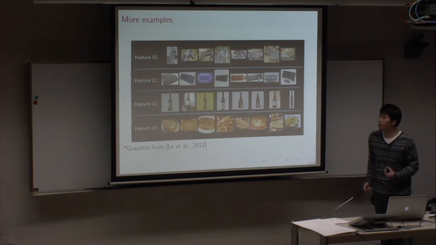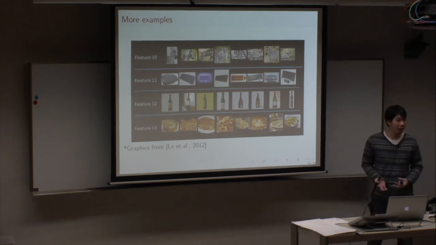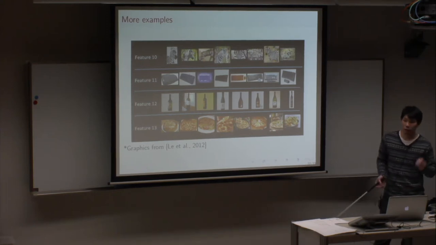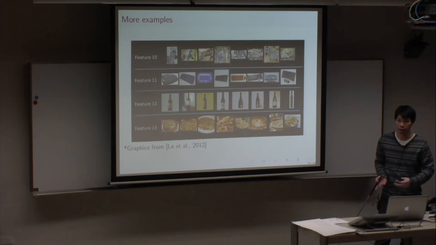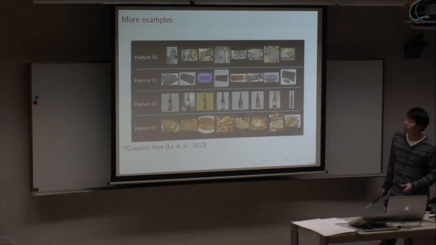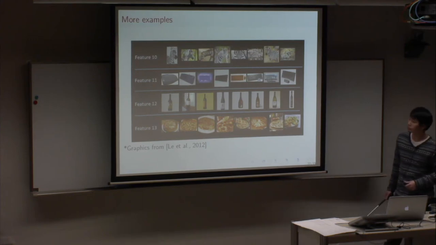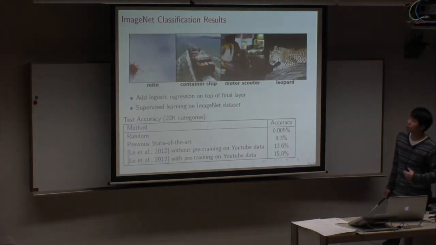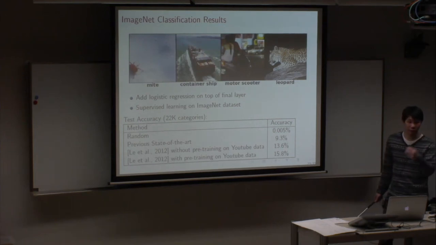So the important thing to know is that all of this is learned in an unsupervised fashion. They only give it pictures. They don't say this picture is a pizza. They don't say this picture is a face. Everything is unsupervised. And they managed to learn this kind of thing. So this paper generated a lot of excitement because they show that it's possible to learn this kind of high-level feature.